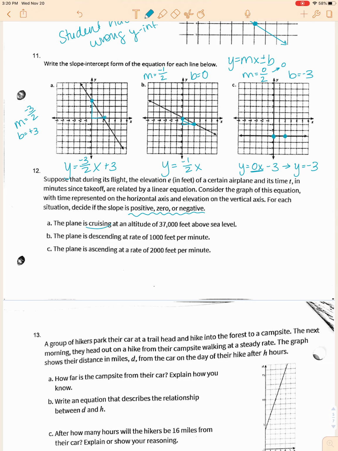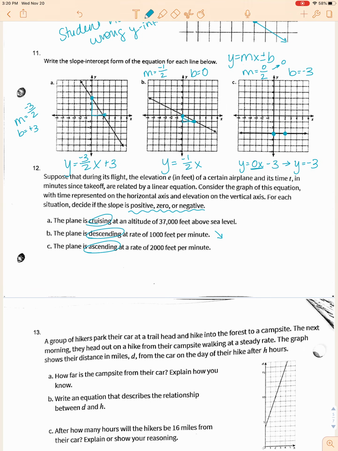So your clues here: cruising, descending, and ascending. Descending means down, ascending means up, and cruising means you're just staying level. So if I'm staying level, my slope would be 0. If I'm descending, my slope would be negative. And if I'm ascending, my slope would be positive.